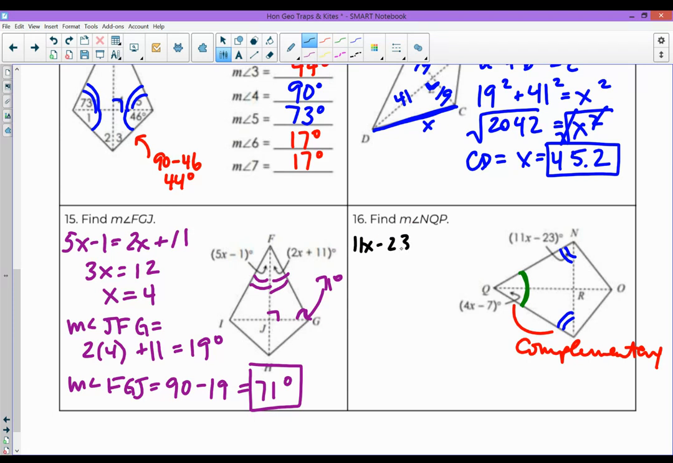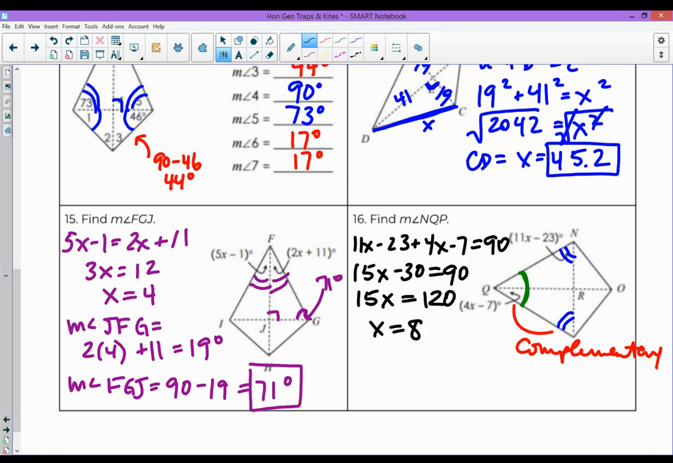11x minus 23 plus 4x minus 7 equals 90. Combine like terms on the left. 15x minus 30 equals 90. 15x equals 120. So x has to equal 8. All right, and then I keep saying all right. I'm sorry, that's so annoying.